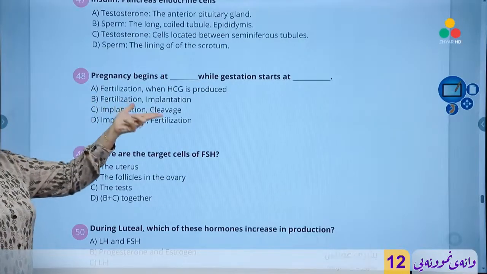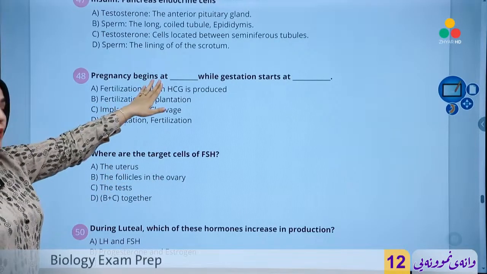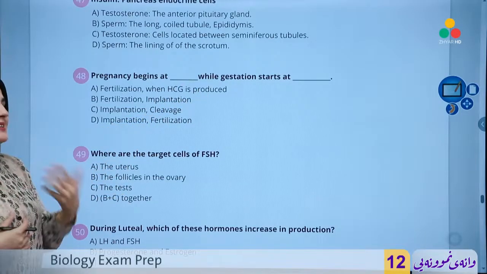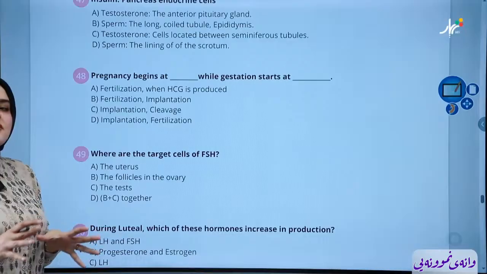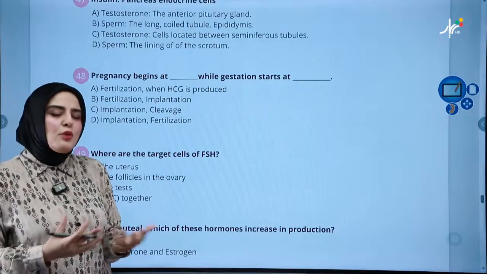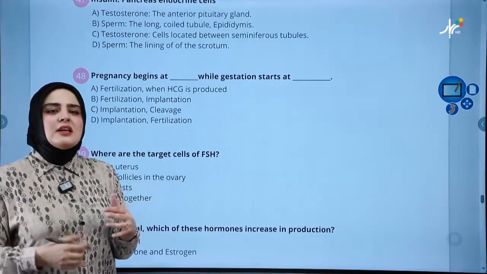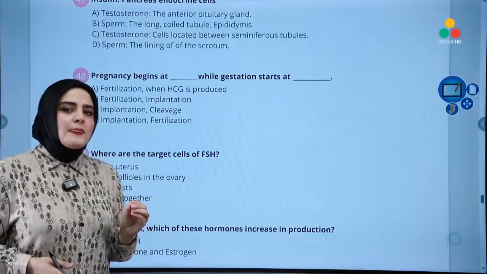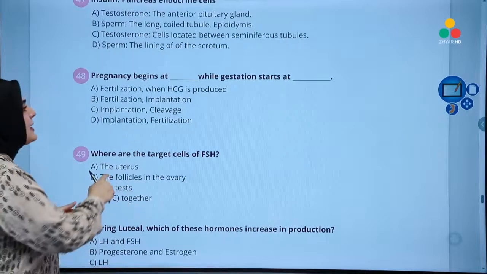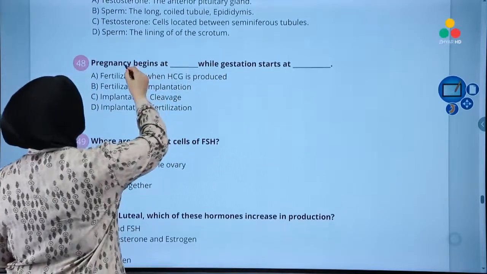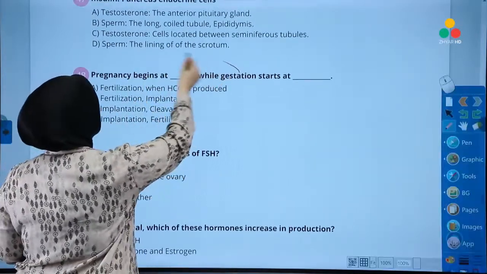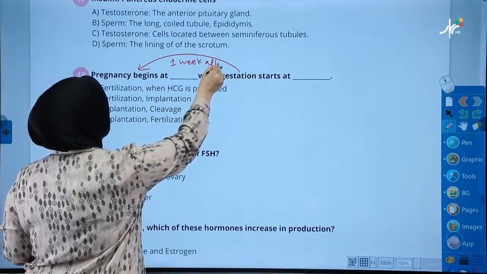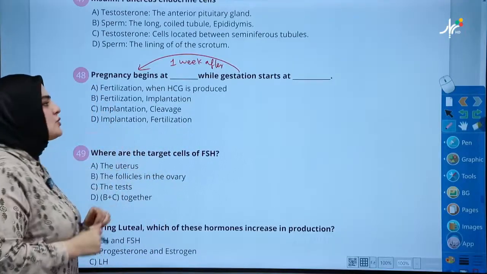It says pregnancy begins at which part, while gestation starts at. So the start of gestation and pregnancy is different. Commonly, between people, these two are used interchangeably. People think pregnancy and gestation period are the same thing, but no. Pregnancy happens 1 week after gestation. Okay. Got it? Almost 1 week, something close to that.